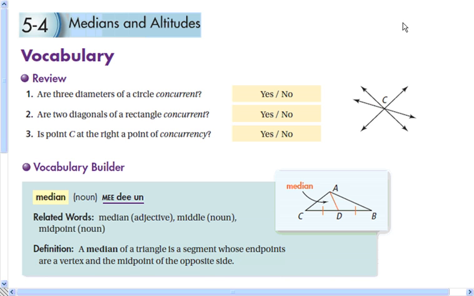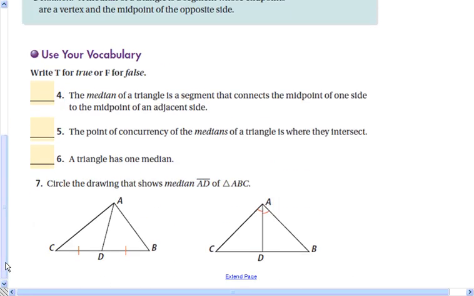Do a quick review. Are the three diameters of a circle concurrent? Yes, in the center. Are the two diagonals of a rectangle concurrent? Yes. Is point C the right point of concurrency? Yes. True or false?